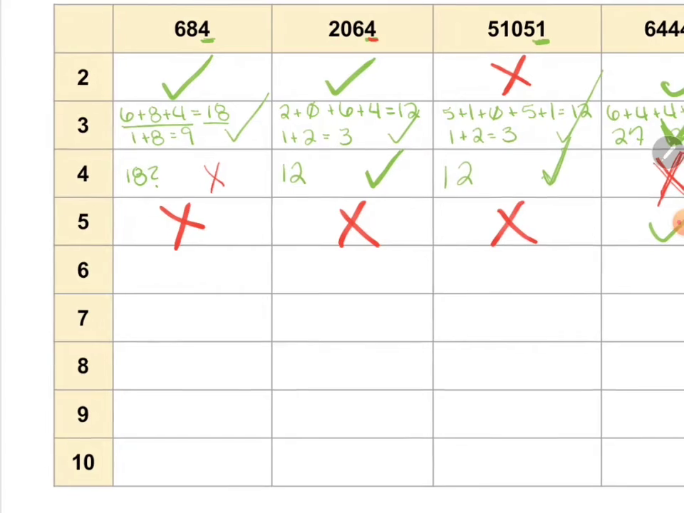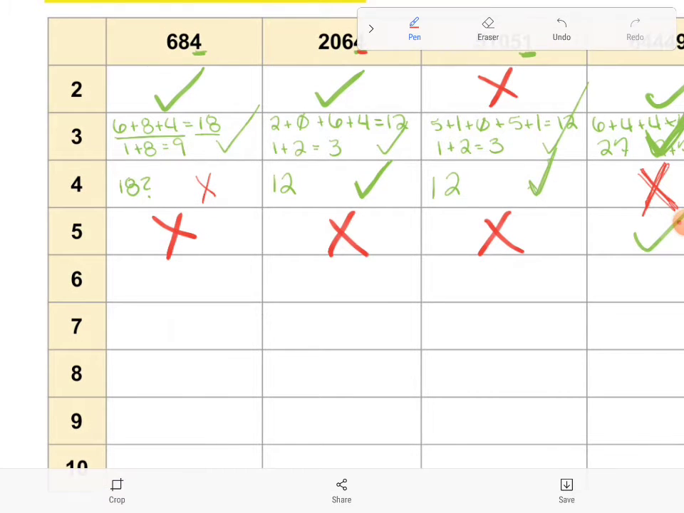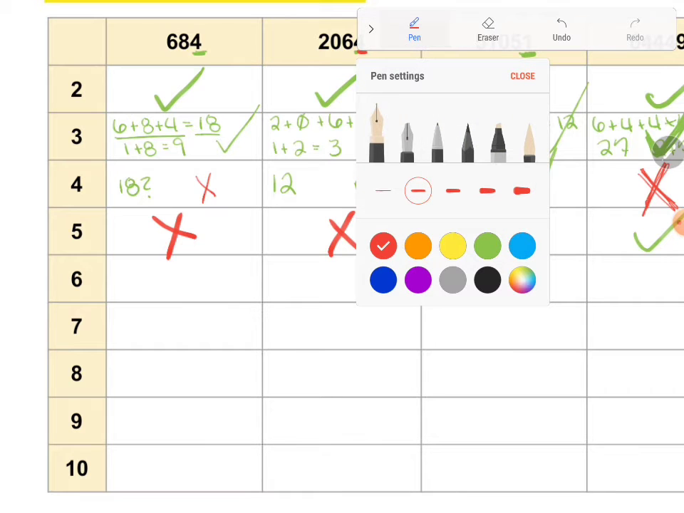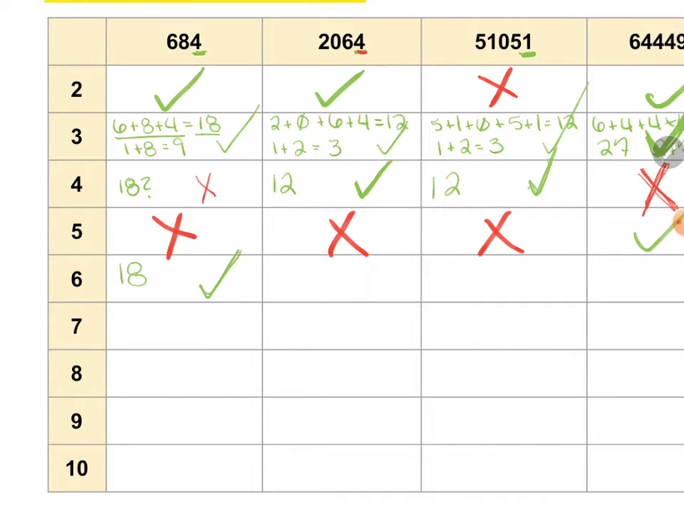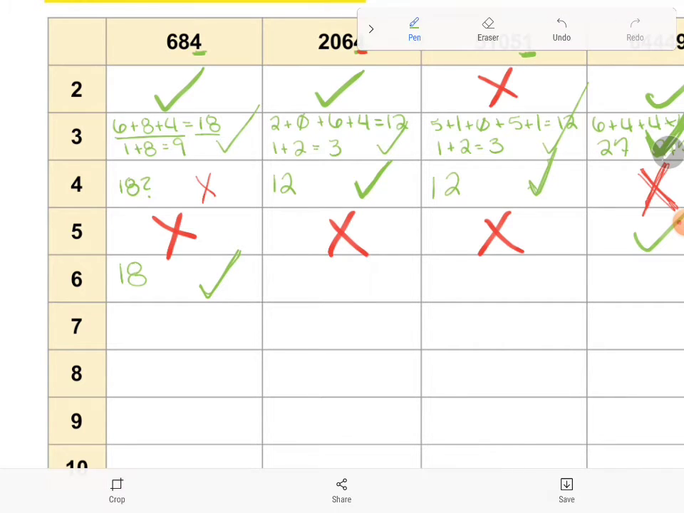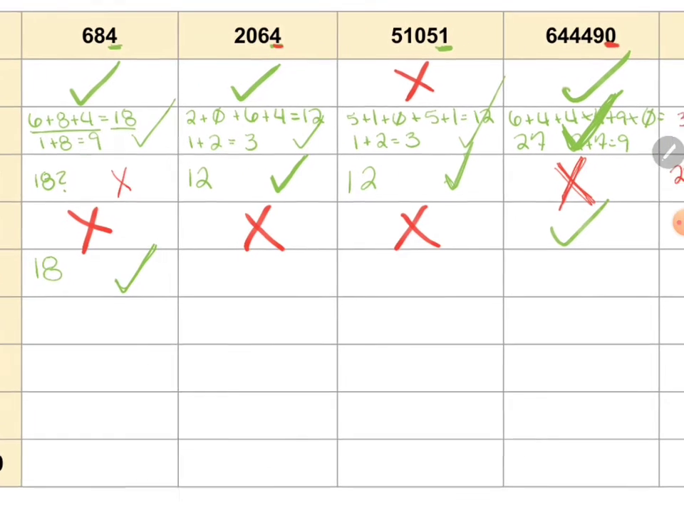Next, we're going to look at our 6. It's going to be the same concept as with everything else. We know that 6 plus 8 plus 4, same concept as 3 and 4, is going to be 18. And we know that 18 is divisible by 6, therefore 684 will be divisible by 6.